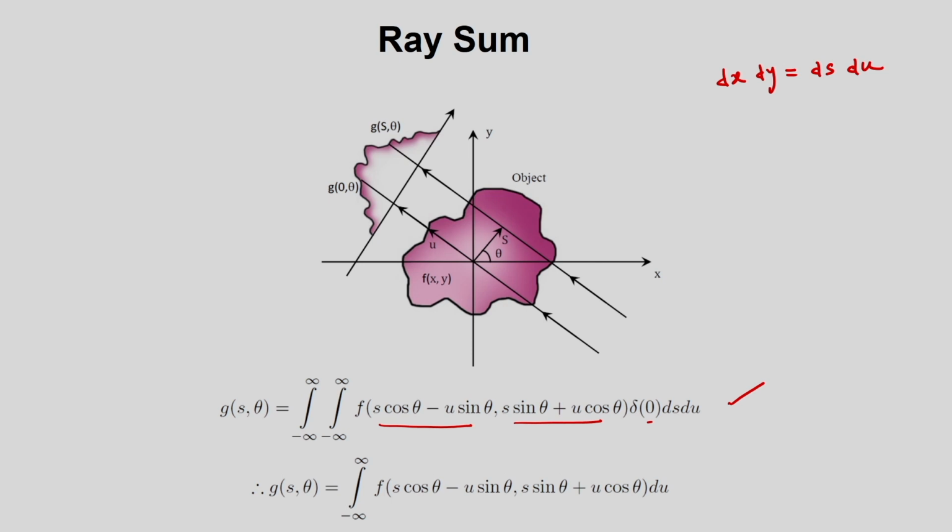And corresponding to this, I have the ray sum equation. This is the ray sum equation. So what is the meaning of this equation? This is the equation for the sum of the input function f(x,y) along the X-ray direction, the direction of the X-ray is this, whose distance from the origin is s. So this distance is s, and whose normal vector is in the theta direction.